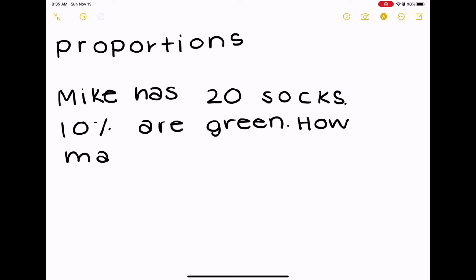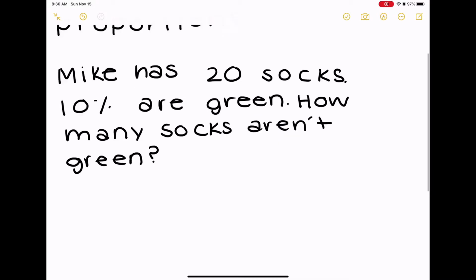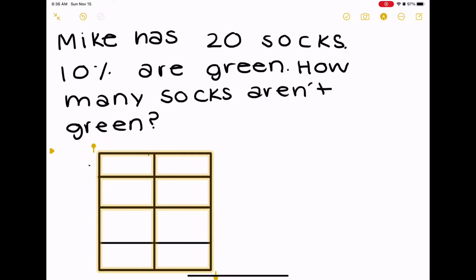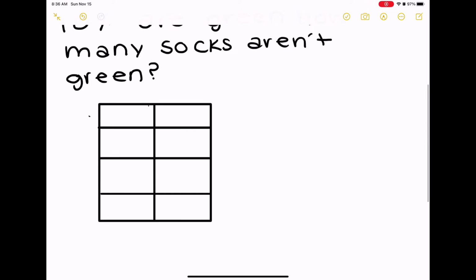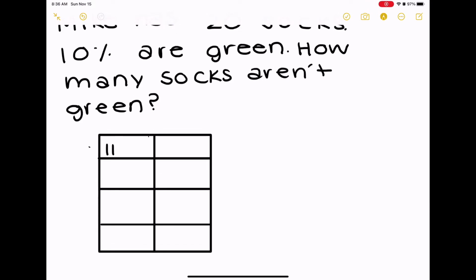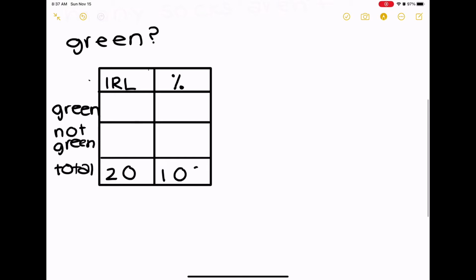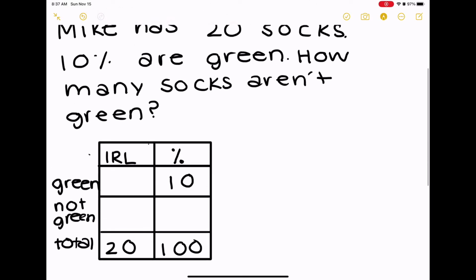So let's say we have Mike has 20 socks. 10% are green. How many socks aren't green? Let's set up a table for this. Tables really help. We have 4 rows, one for just the title of the row, and then 3 with actual information. We have in real life, and then we have the actual percentage. One row is for green socks, the other row is for the not green socks, and the other one is for the total. This will really help us when we're doing our proportion.